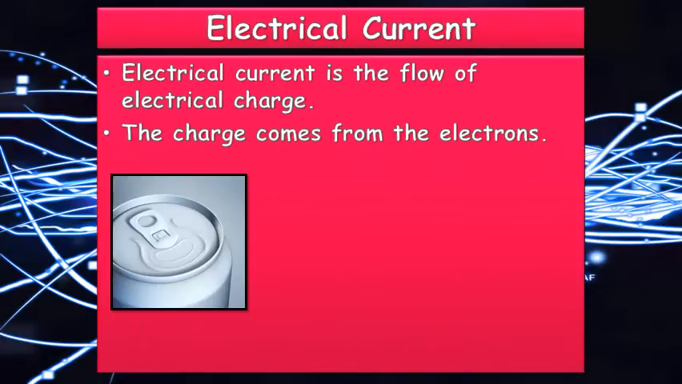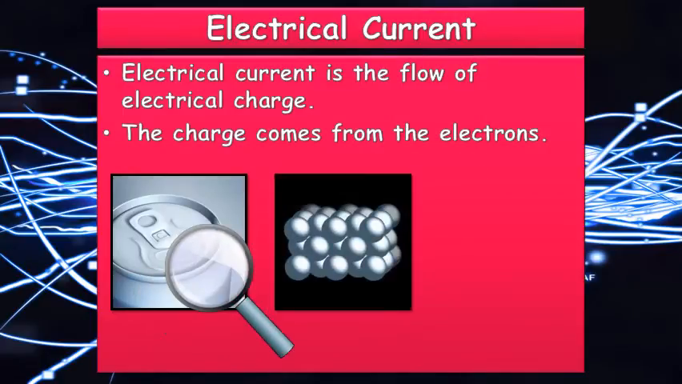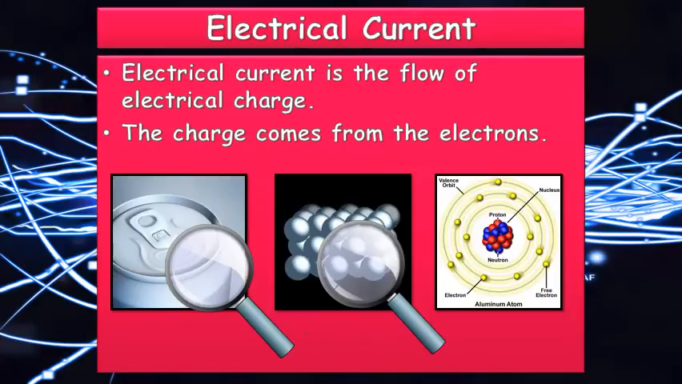So what is electrical current? Well, electrical current is the flow of electrical charge, be it positive or negative, and charge we've now discovered from the 1850s comes from the electrons. So if we magnify up this aluminium can of Coke, you can see there are atoms of aluminium, and if we further magnify that, getting down into the atoms of the aluminium, you have a proton and neutron of the nucleus, and the electrons which are orbiting. And you can have free electrons.